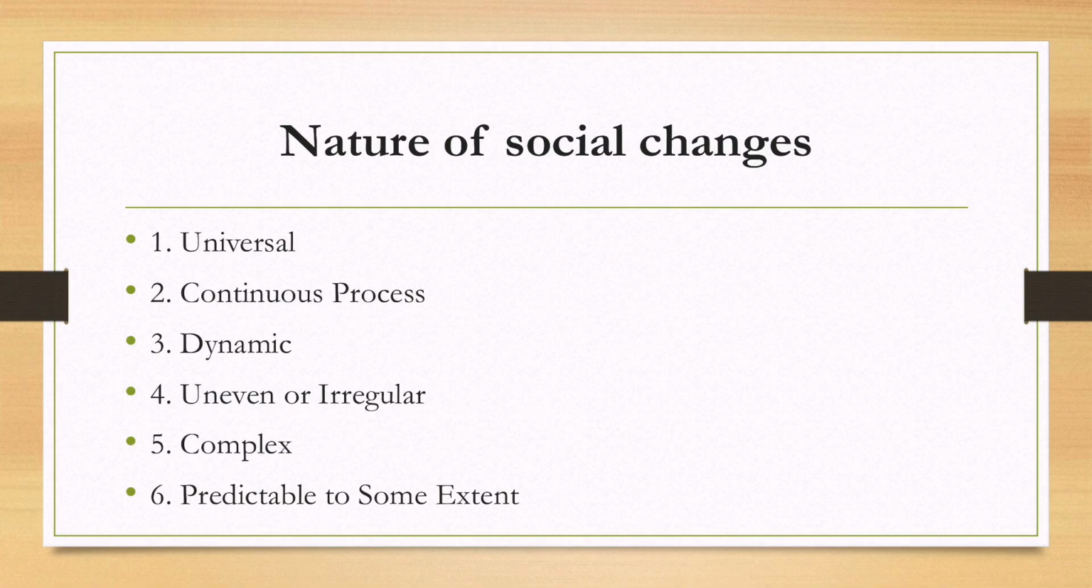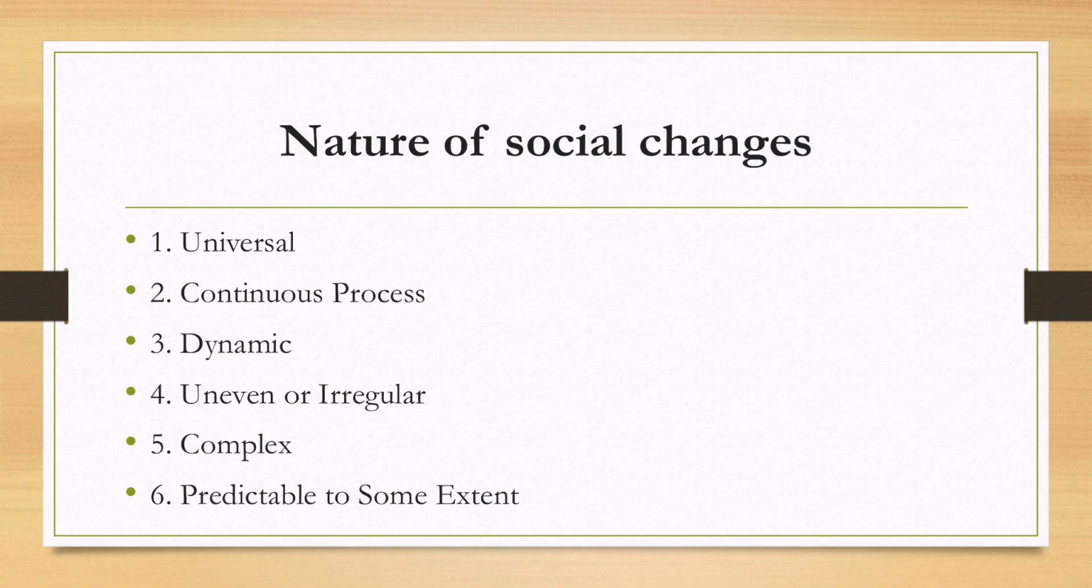We will move to the nature of social changes, that is the characteristics of social changes. First one is universal. That means social changes happen in every society whether it is developed or developing. For example, changes in family structure, education and also technology occur worldwide. Second one is continuous process. Society is always changing. Change never stops completely. For example, communication changed from letters to telephones, telephones to smartphones.